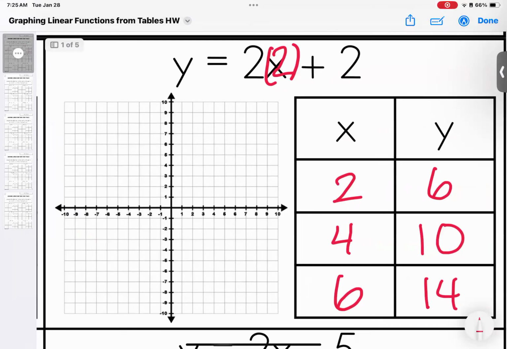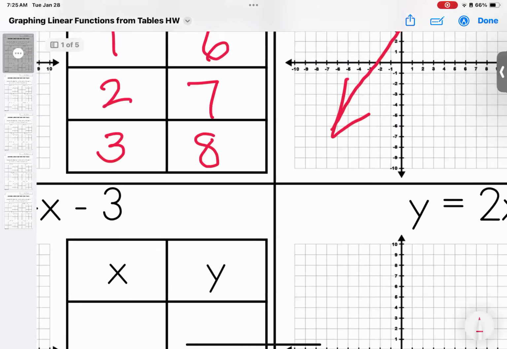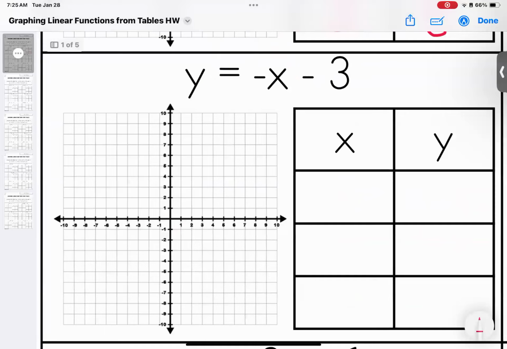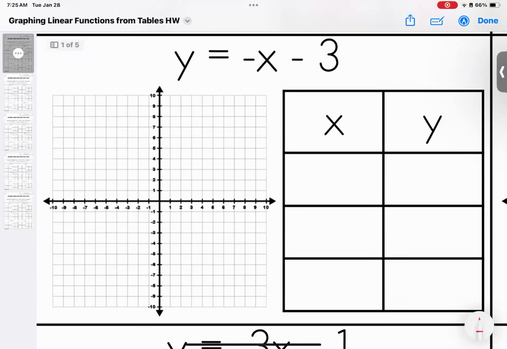So what happens when you have something that goes off the graph? Just do the best you can. So over 2 up 6, over 4 up 10, over 6 up 14. Just give yourself a space, okay? There's only so much space on the worksheet, so we did the best that we could.